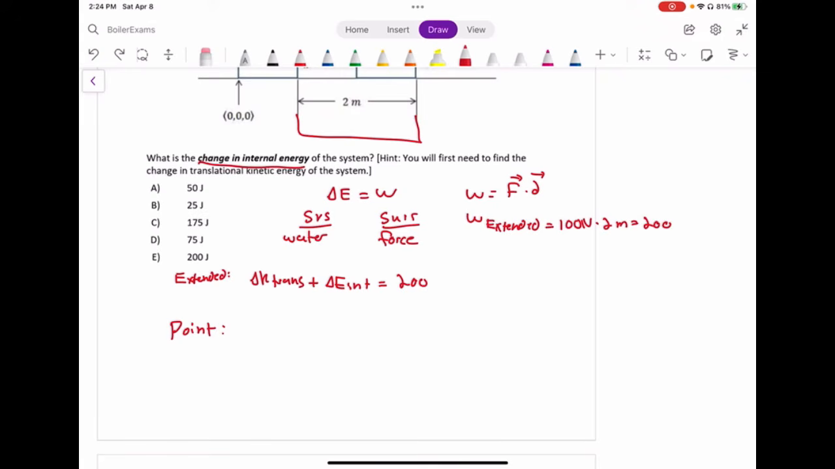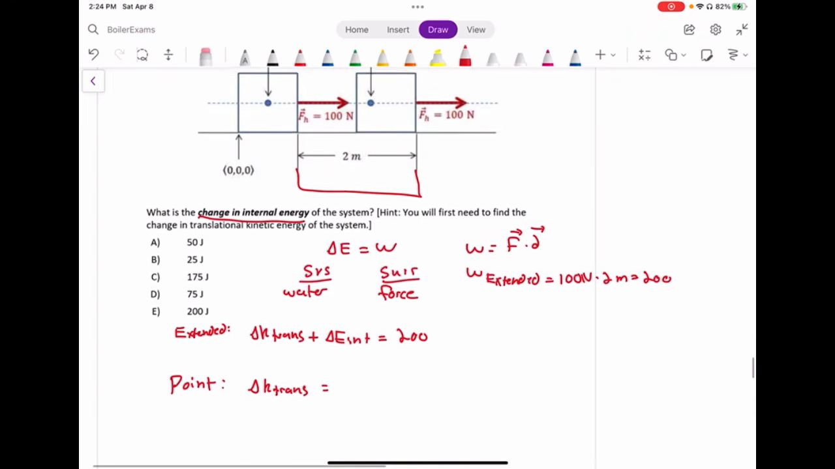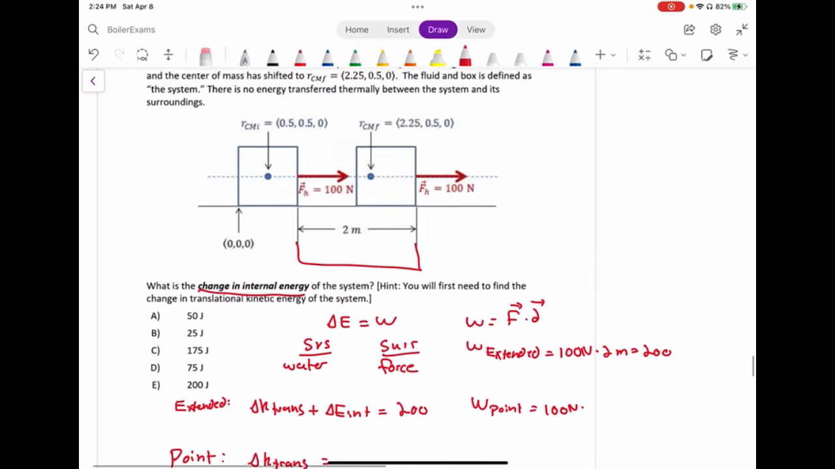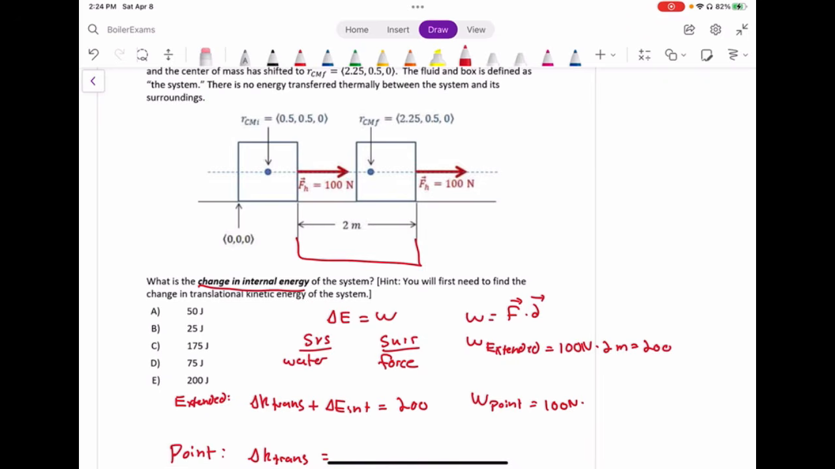For the point particle system, we still have delta K trans, but now we're looking at it as just a center of mass. There's no change in internal energy. So what is the work of the point particle system going to be? The force is the same, 100 newtons, but now we only care about the force exerted through the center of mass, which has only changed through that distance, going from 2.25 to 0.5. So that displacement is 1.75.